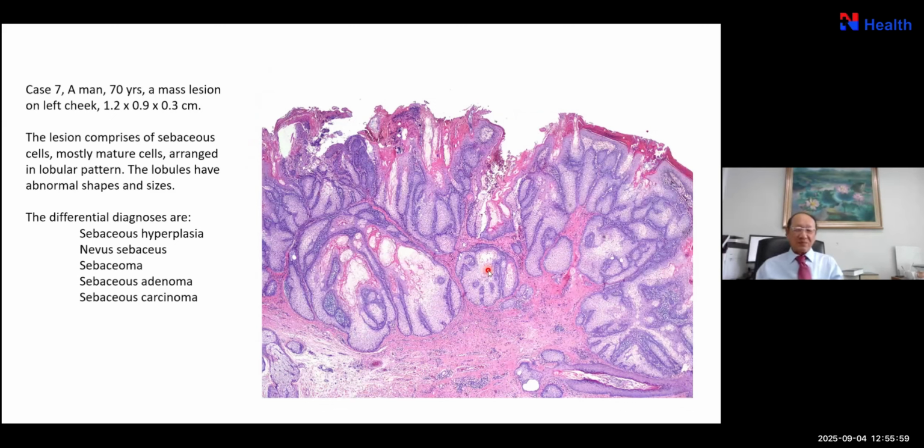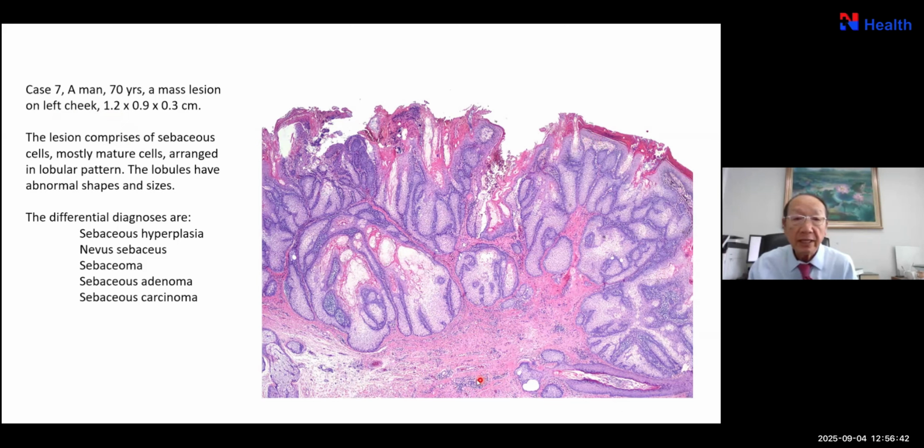Okay, the next group is rather easy. We look at it. They are sebaceous cells. A man 70 years old, a lesion on the cheek, 1.2 centimeter in diameter. They are composed of sebaceous cells. They are pale, meaning that they are all mature. The cytoplasm is filled with lipid. They are arranged in a lobular pattern. This is one big lobule, this smaller lobule, some elongated lobule.